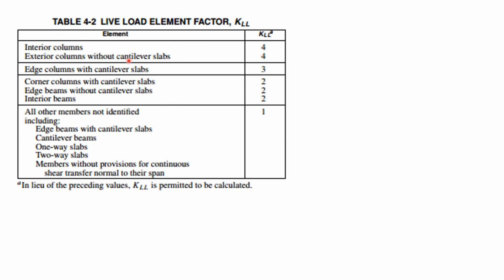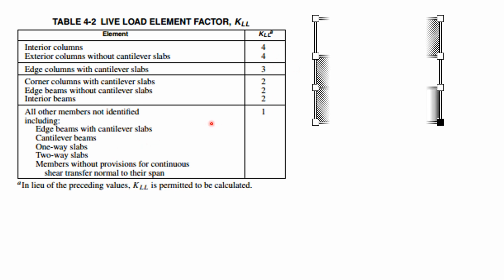So here we have the table for the live load element factor. You can use this for the different members. Interior columns, for example, 4. Exterior columns without cantilever slab, 4, and so on and so forth. So you just go over this.